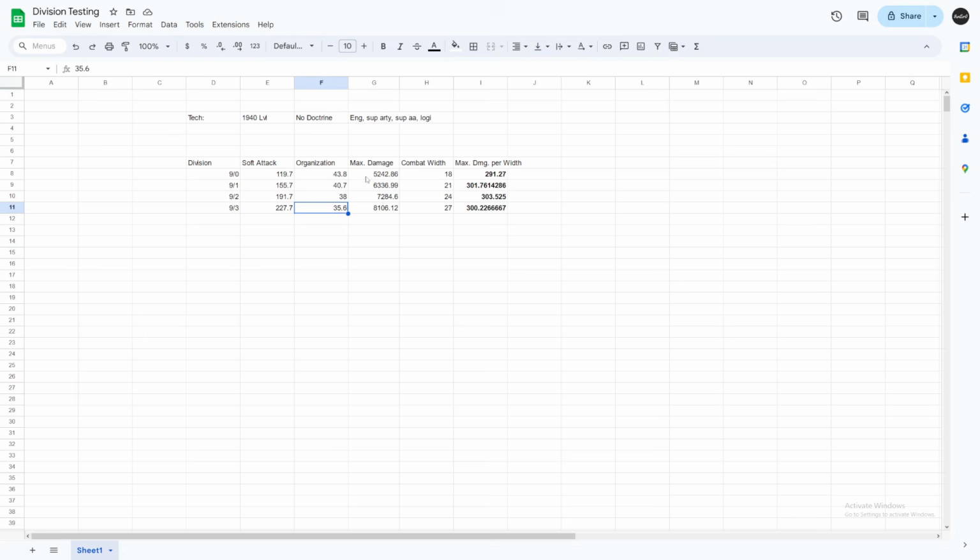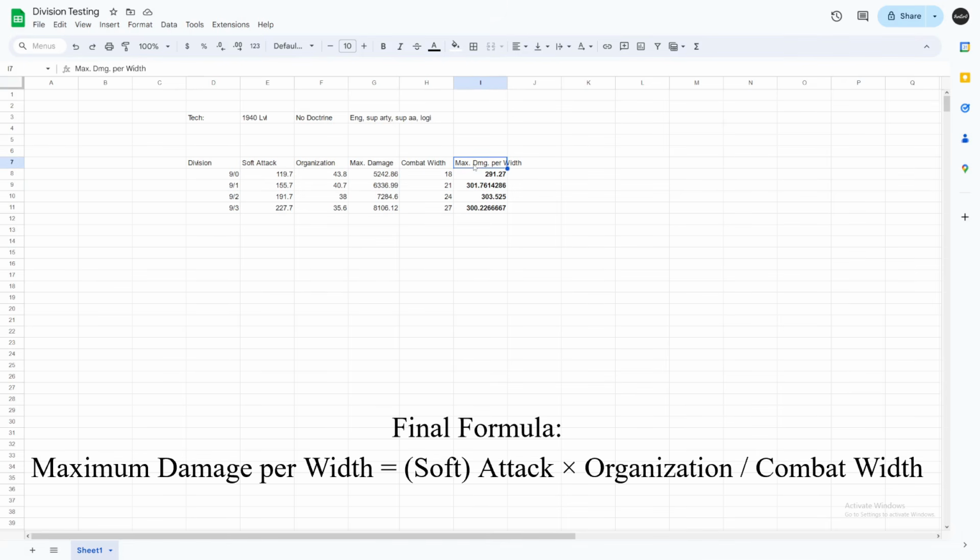Now when we put these two numbers together, you will see the maximum damage. Now the maximum damage also goes up, but we need to take into account the last thing, combat width. Because these divisions actually are larger for each extra artillery battalion we add. As you see here, the first one has 18 combat width, then it goes up to 21, 24, and 27. Now when we take the maximum damage into account with the combat width, we get this final number, the maximum damage per width. Maximum damage per width is probably the best way to see how good your division is.